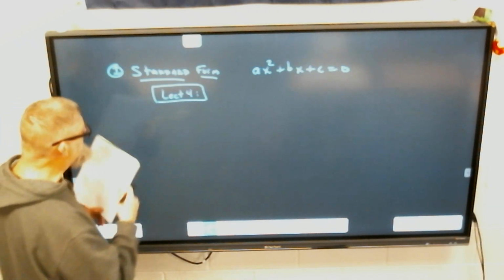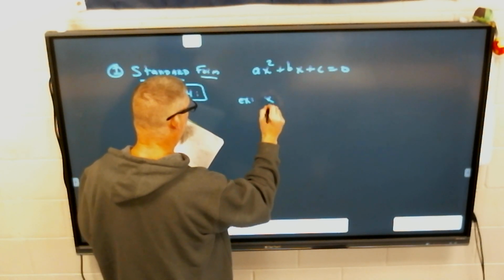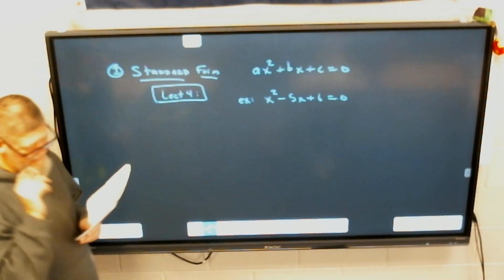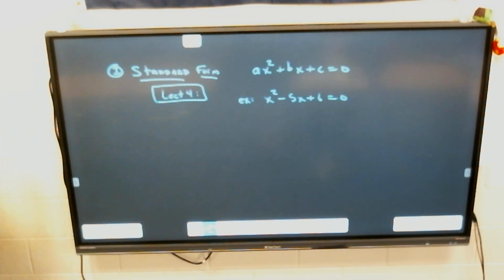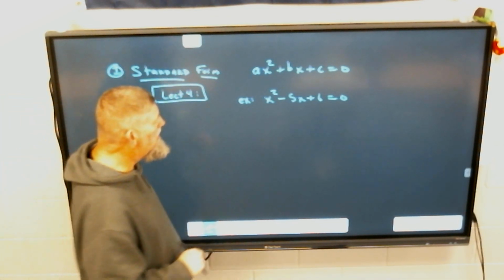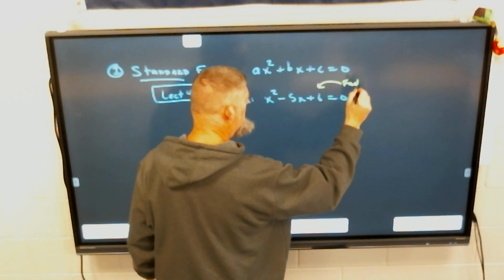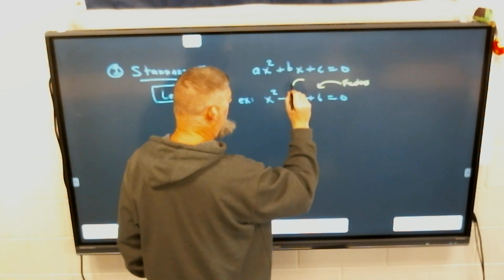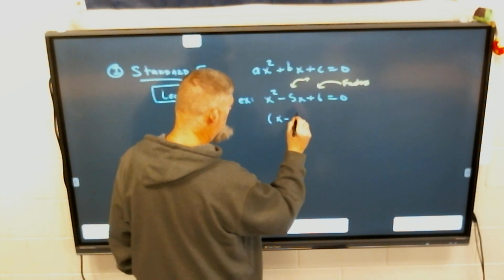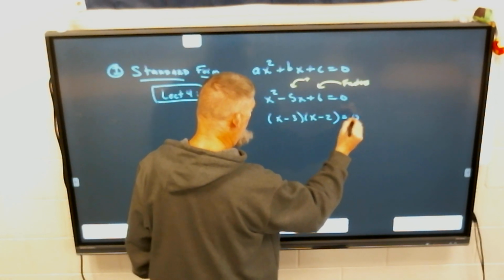Okay, so if I give you something like, just to review from lecture 4, x squared minus 5x plus 6 equals 0, how did I factor that? x minus 2, x minus 3. What adds to 5 and multiplies to 6? We want the factors of 6 that add to equal -5. So we have x minus, and 3 and 2 multiplied equal 6, and add to equal -5.